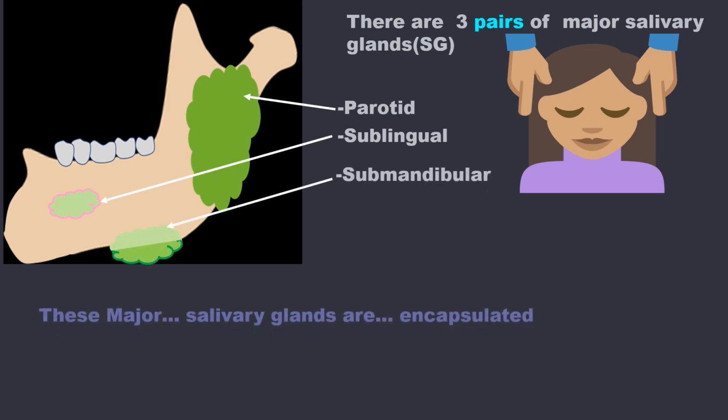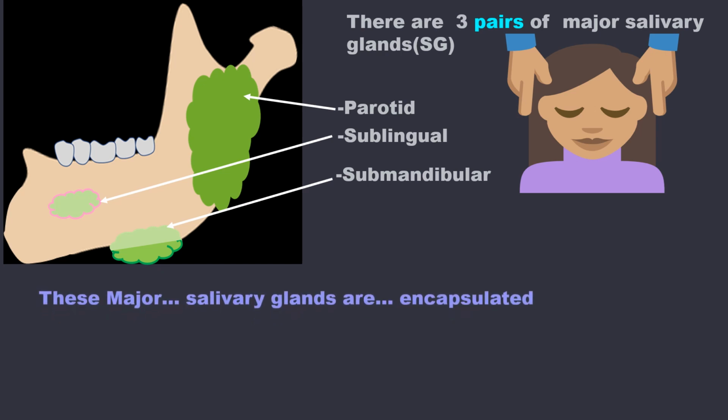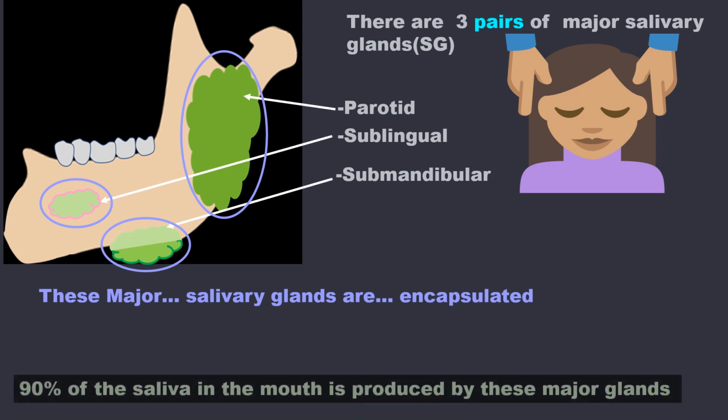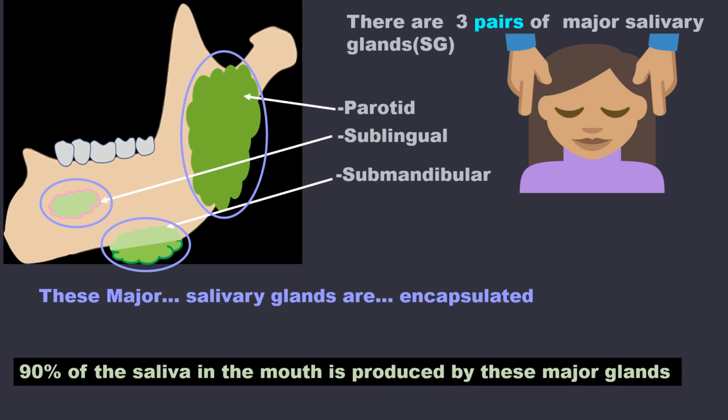These 3 major salivary glands are encapsulated, that is, covered by a capsule made of a thin layer of tissue. 90% of the saliva in the mouth is produced by these major glands.